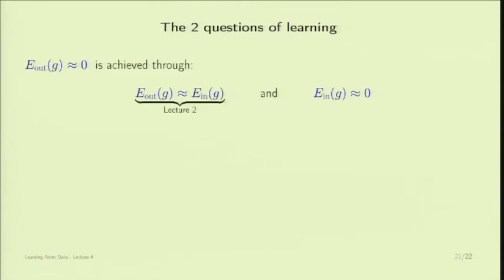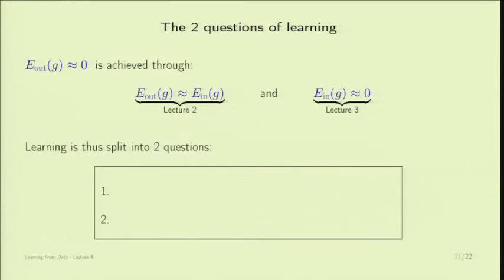This was the subject of lecture 2, right? Hoeffding was all about the fact that E in is close to E out. This was the subject of lecture 3. We had data, and we wanted to get the in-sample error to be small, and we looked for techniques to do that. Okay? So now, because this is important, let's put it in a box.